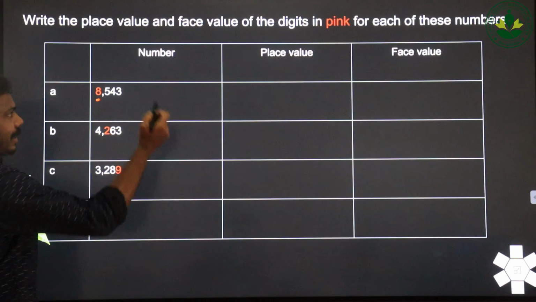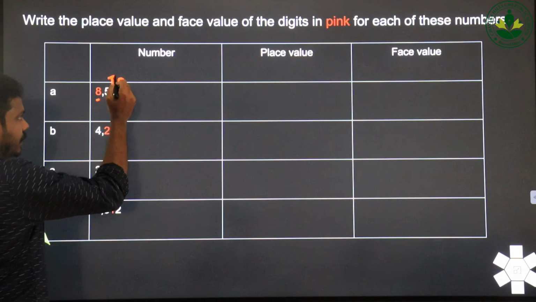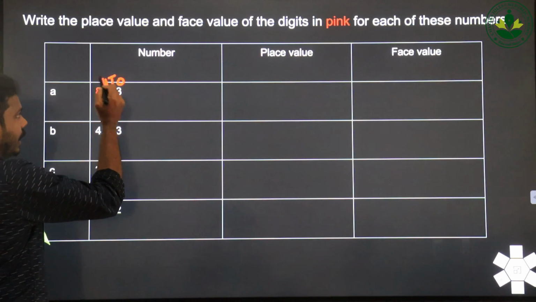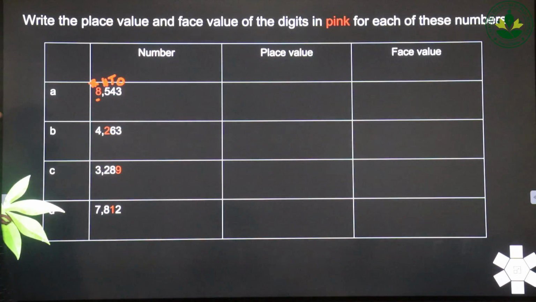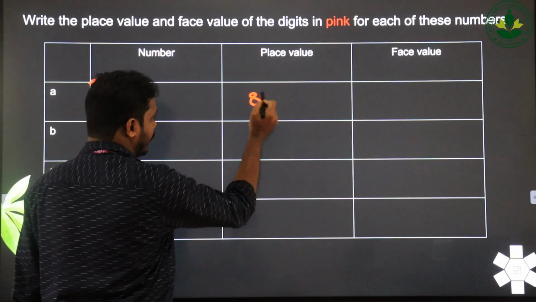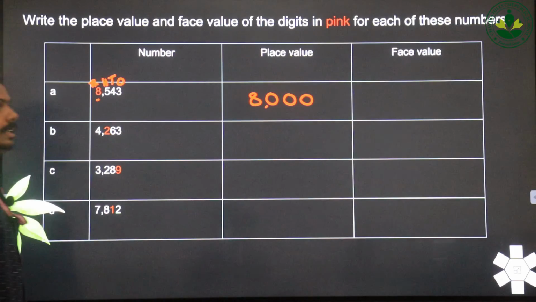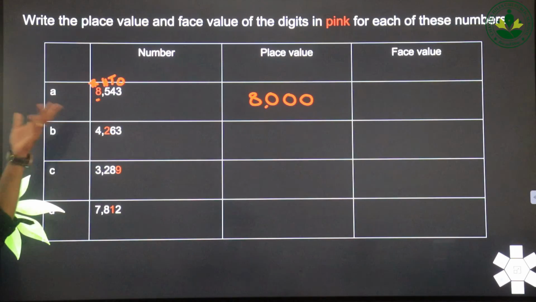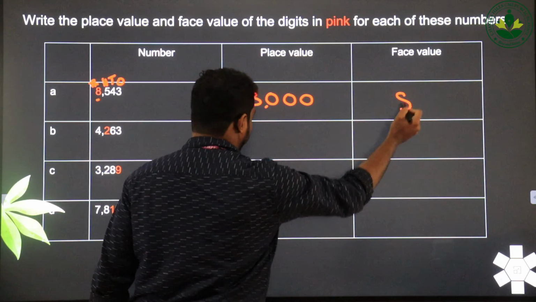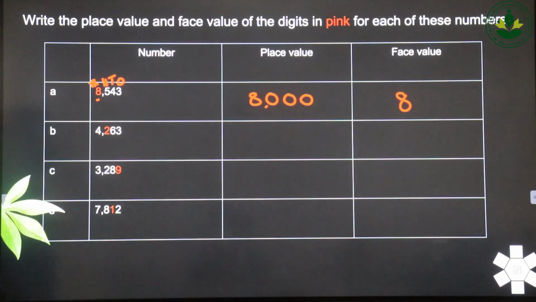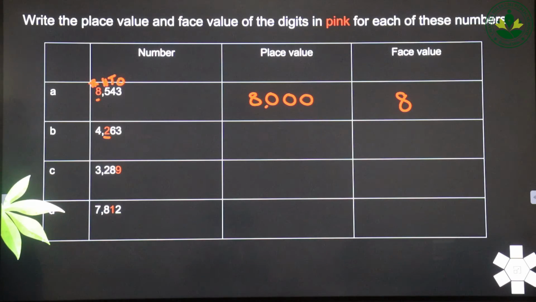You know 8 is in which place? 3 is in 1's place, 4 is in 10's place, 5 is in 100's place, and 8 is in 1000's place. So the place value of 8 is 8000. The face value of 8 is 8, because the face value of a digit is the number itself. So it is 8.